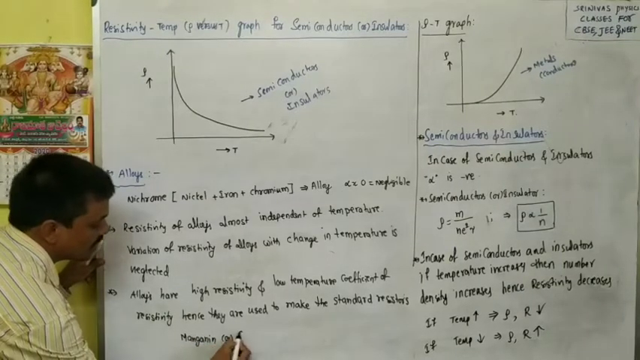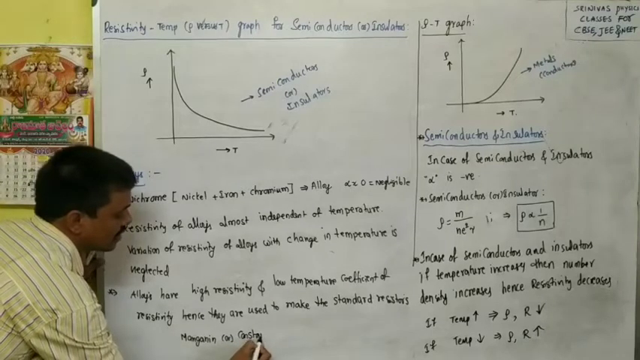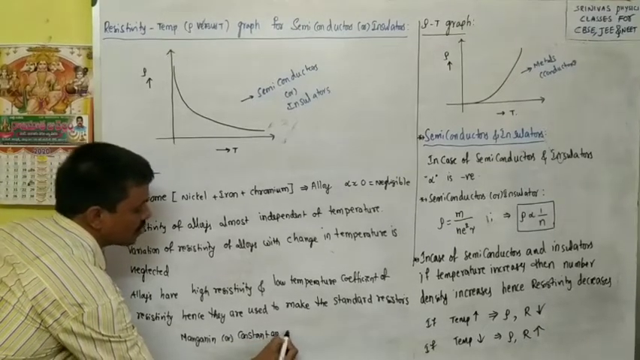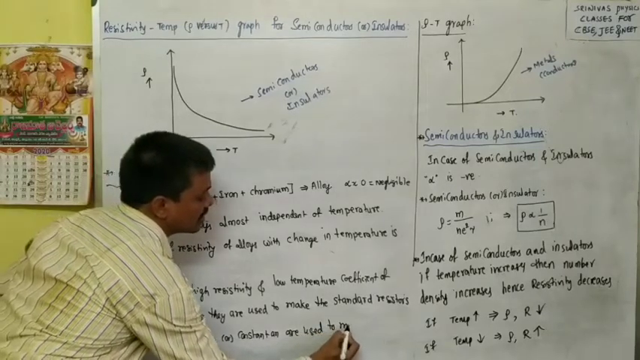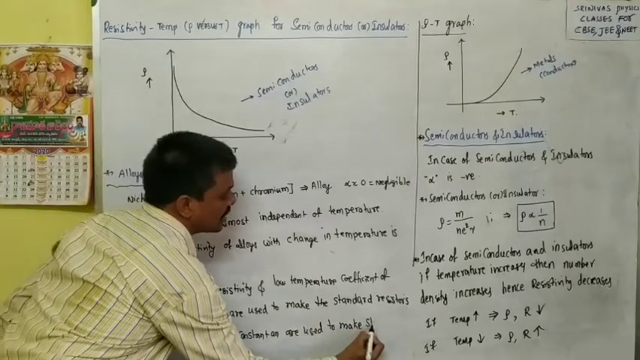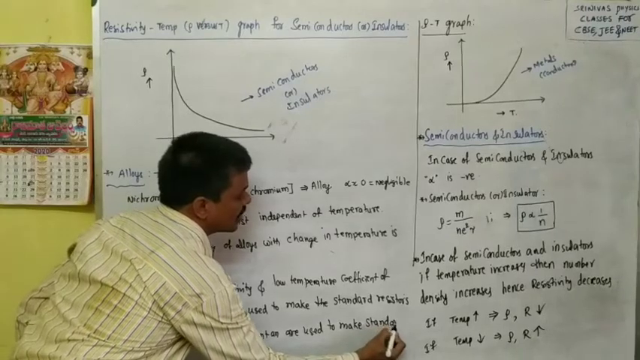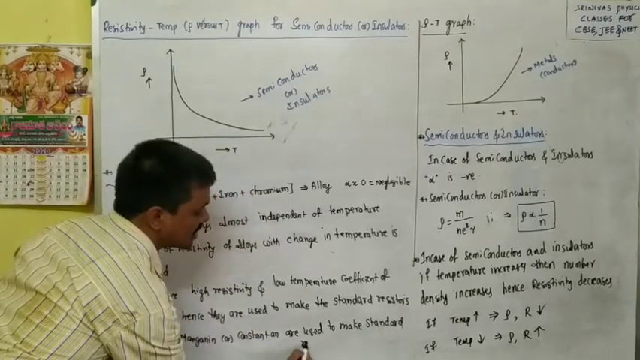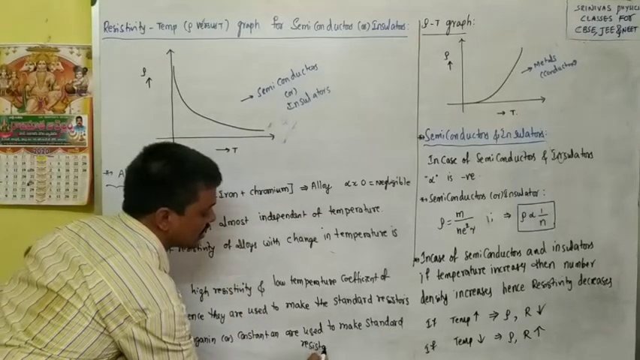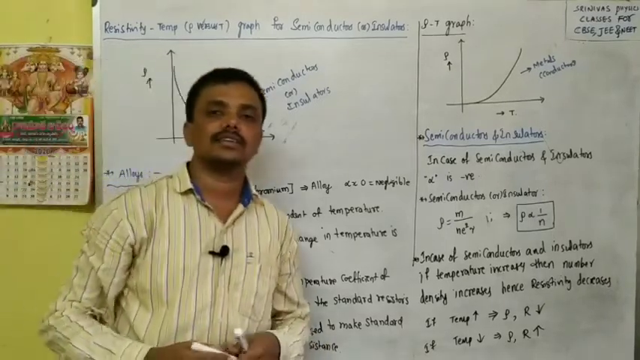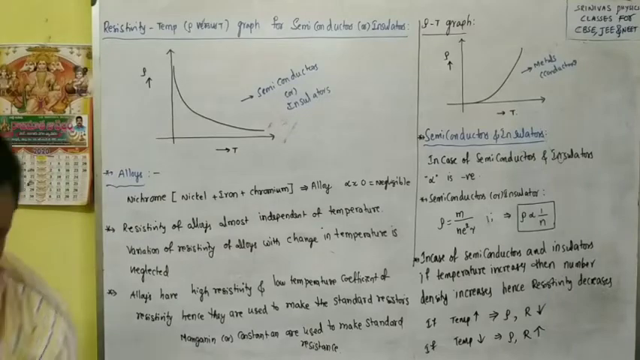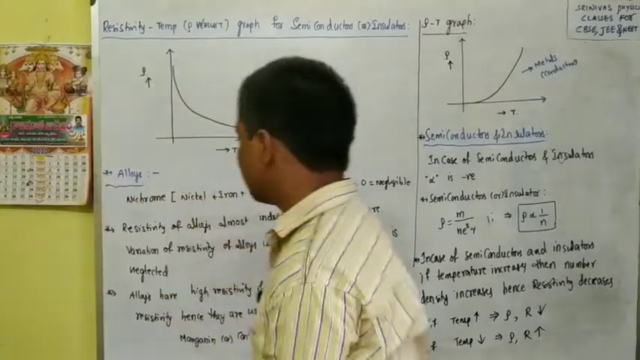Manganese or constantan are used to make standard resistors. Standard resistor means it has fixed resistance. Its resistance does not change with the temperature, right? In case of alloys, resistance does not depend upon the temperature.